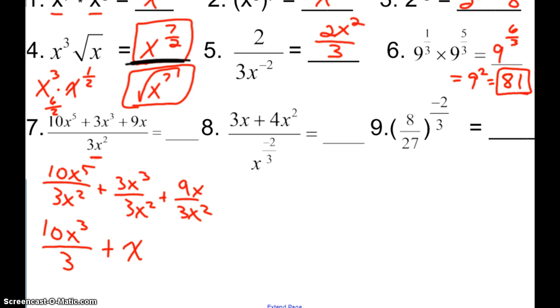We could take the 3 into the 9, which gives us 3. And there's two ways to write this. If they want you to write it in the numerator, it would be x to the negative 1 power. If they want it left as positive exponents, then we would write it as 3 over x. And there's our final answer.